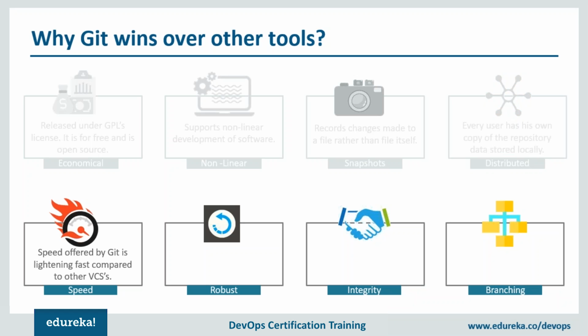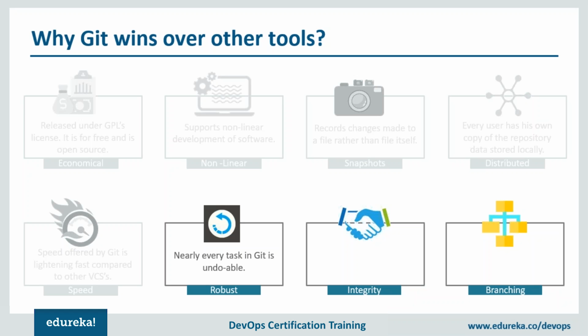Next in the list, we have Git offering speed. Git offers a light parsing speed when compared to the other version control tools. Not only does Git offer speed, but Git is also robust. When I say robust, that is because every task is undoable. So just in case you commit some changes and you want to revert them back, then definitely you can do it. You can revert back to any action that you have performed even if it is 10 actions back.